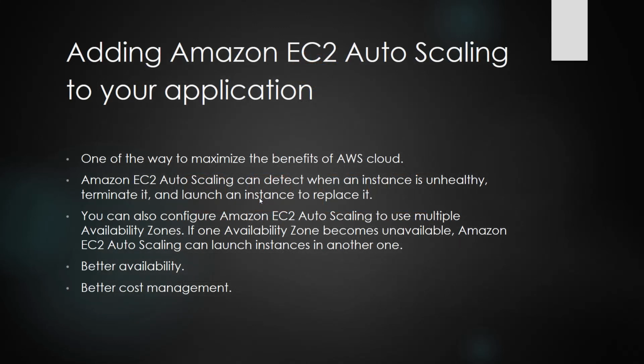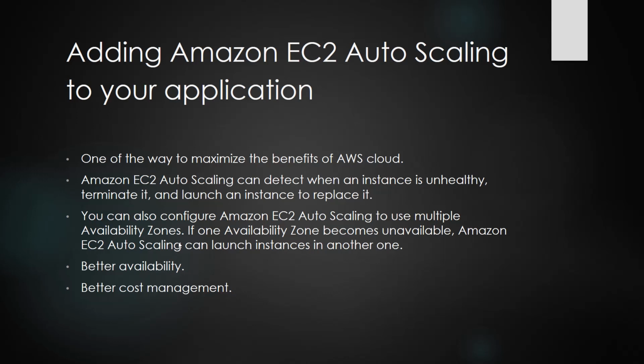Now, what are the benefits of adding Amazon EC2 autoscaling to your application? Amazon EC2 autoscaling can detect when an instance is unhealthy. If it is recognized as unhealthy, it can automatically terminate your instance and launch a new instance to replace it. One of the ways to maximize the benefits of the AWS Cloud is Amazon EC2 autoscaling.